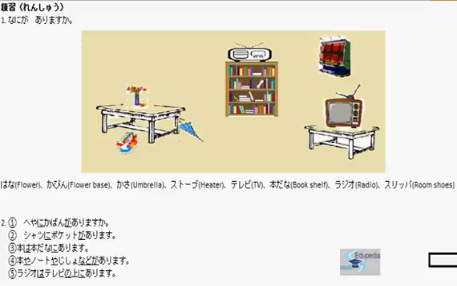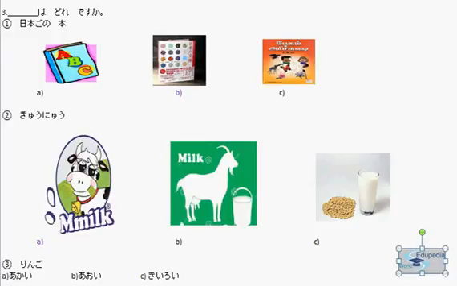Clear? Now let's have a recap of these 5 sentences. First one is heya ni kaban ga arimasu ka? Shatsu ni poketo ga arimasu. Hon wa hondana ni arimasu. Hon ya noto ya jisho nado ga arimasu. Radio wa terebi no ue ni arimasu.